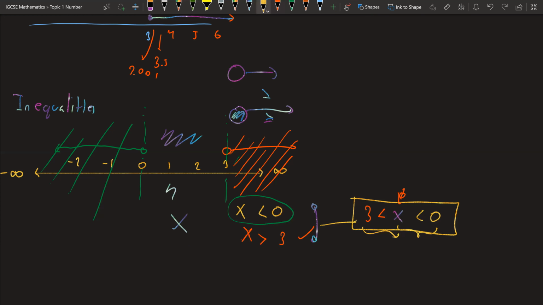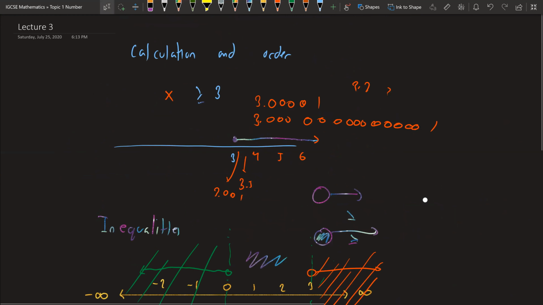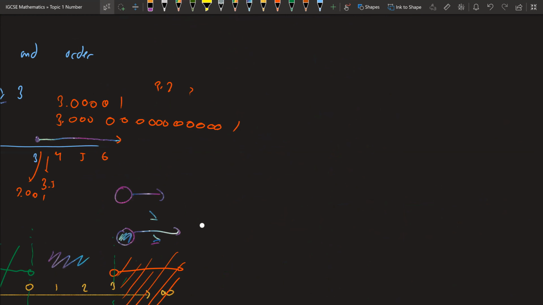Now, let's talk about the order of operation. Let's say we have this value here: 2 plus 3 times 4 subtract 2. Yeah, this would be the case. So what's the answer to this one?